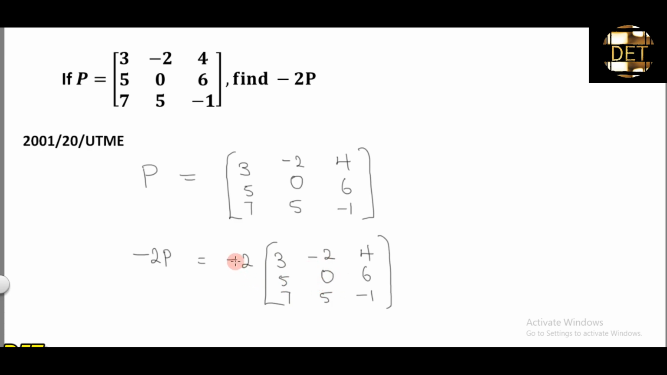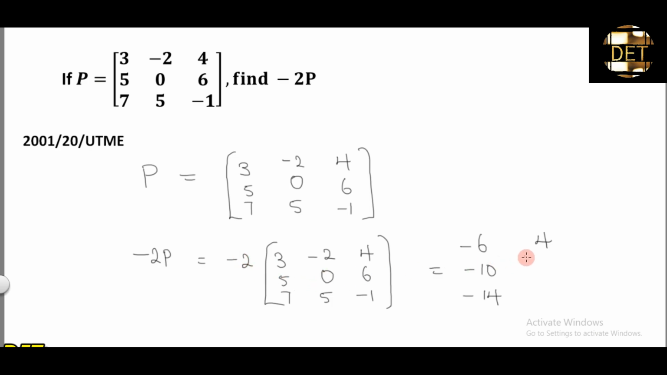All right. So minus 2 times 3 will give me minus 6. Minus 2 times 5 will give me minus 10. Minus 2 times 7 will give me minus 14. All right. Minus 2 times minus 2. Minus times minus will give me plus. So minus 2 times minus 2 will give me plus 4. So that's 4.